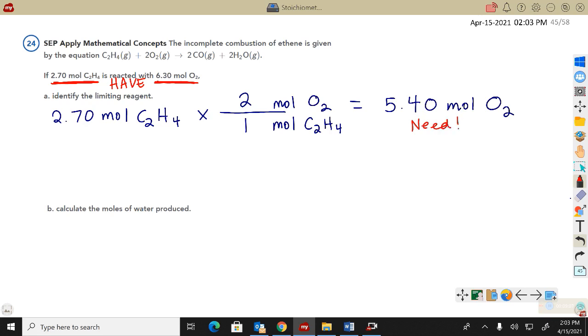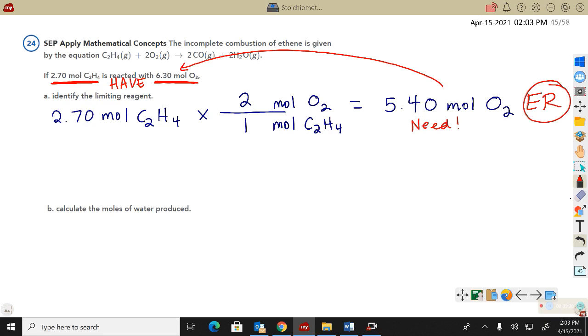And now we just compare. I need 5.4 moles of oxygen. I have 6.3. So I actually have a little bit of extra oxygen. So oxygen is my excess reactant. Well, then by process of elimination, the C2H4 must be the limiting. I found the excess, the other one's limiting.